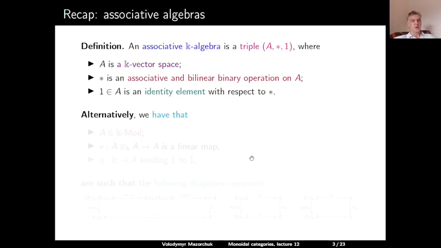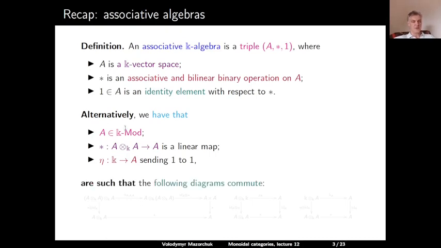Alternatively, now referring to the monoidal category of all K vector spaces, we can say that an associative algebra consists of an object A in the category of all K vector spaces, a linear map from A tensor over K with A to A, so this describes our operation asterisk, and a linear map eta from K to A, which sends the element 1 in K to our unit in the algebra A. And this datum is supposed to satisfy the following conditions. The following three diagrams should commute.